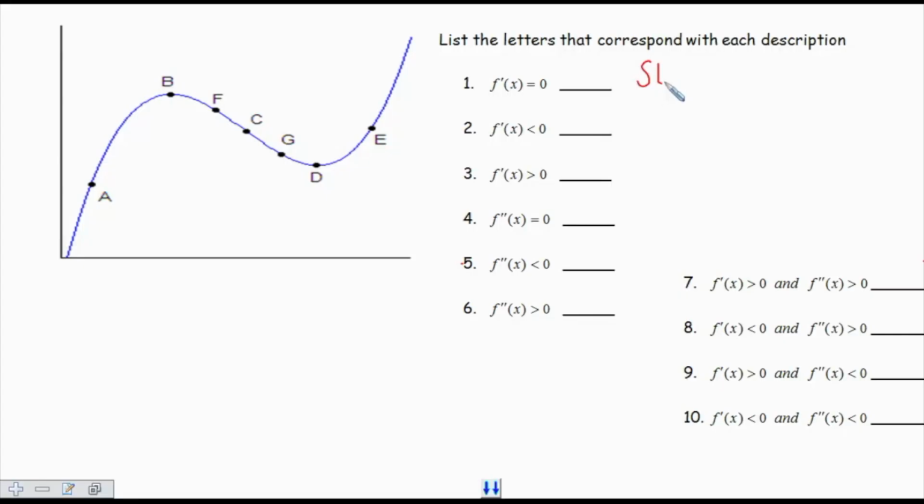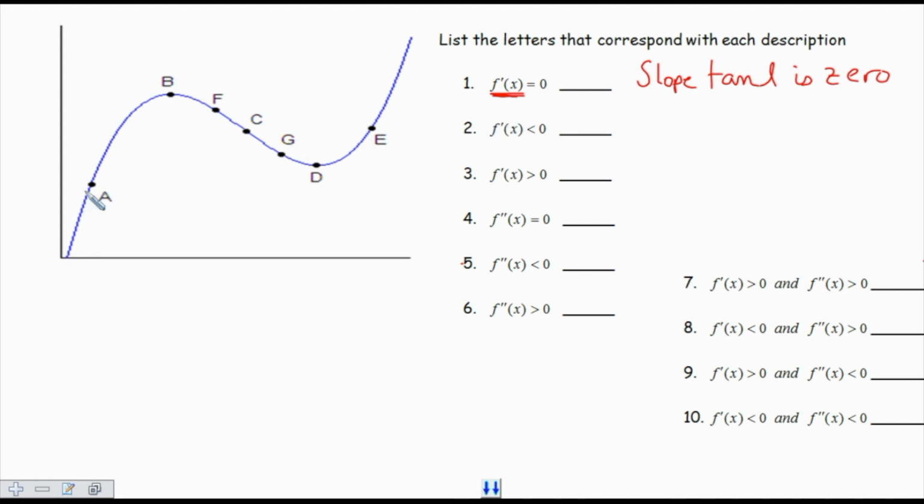The slope of the tangent line is 0. That's what I'm thinking. So when I see this, I need to think slope. The slope of the tangent line is 0. And those are the easiest places to spot, and those are usually the first ones you want to spot.